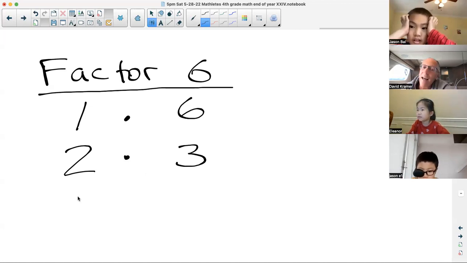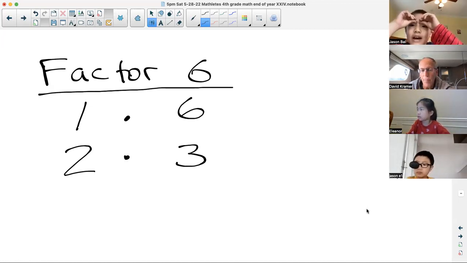which is exactly right. And Jason, can you please unmute yourself? And then 3 multiplied by 2. Unmute yourself. That's a turnaround fact.